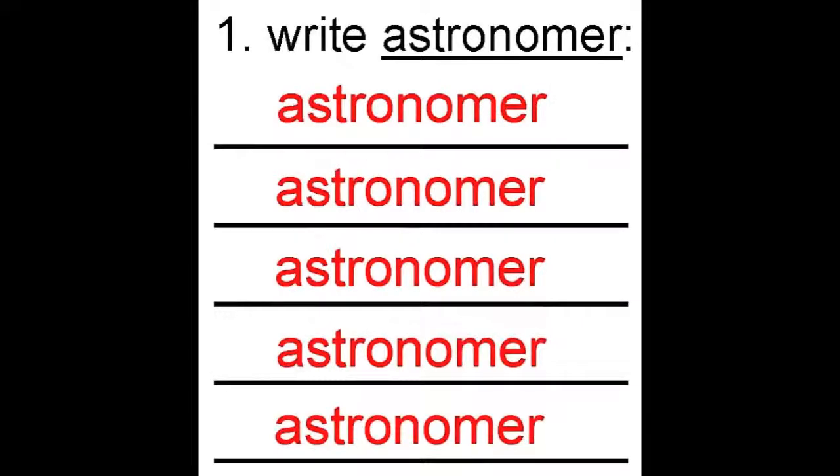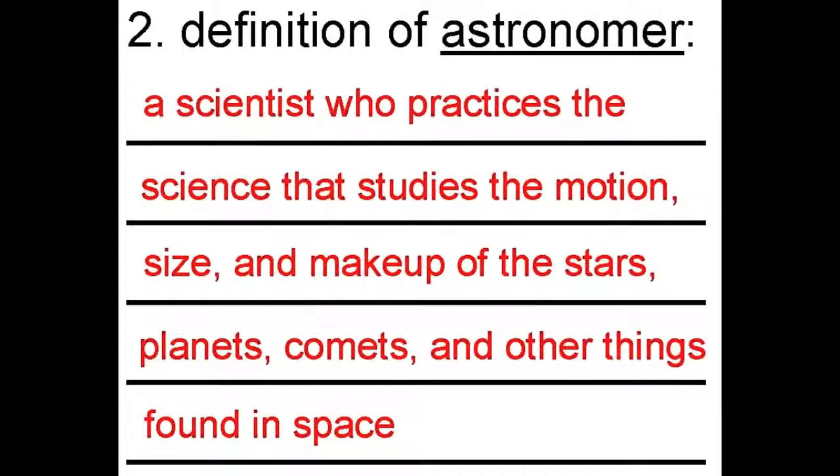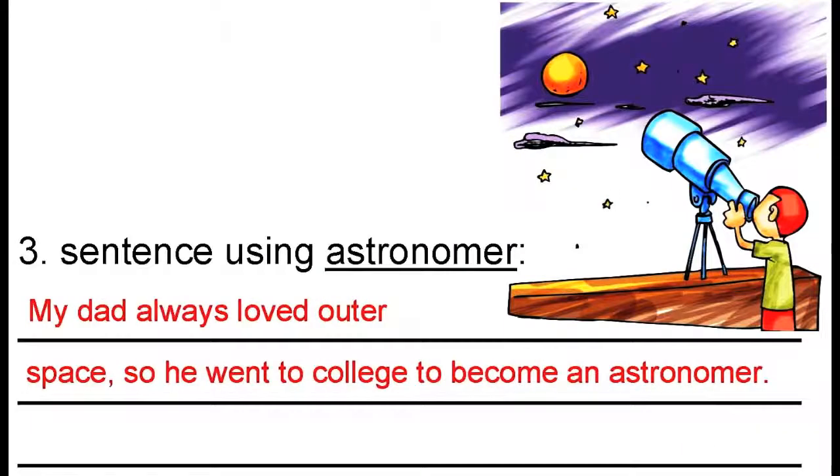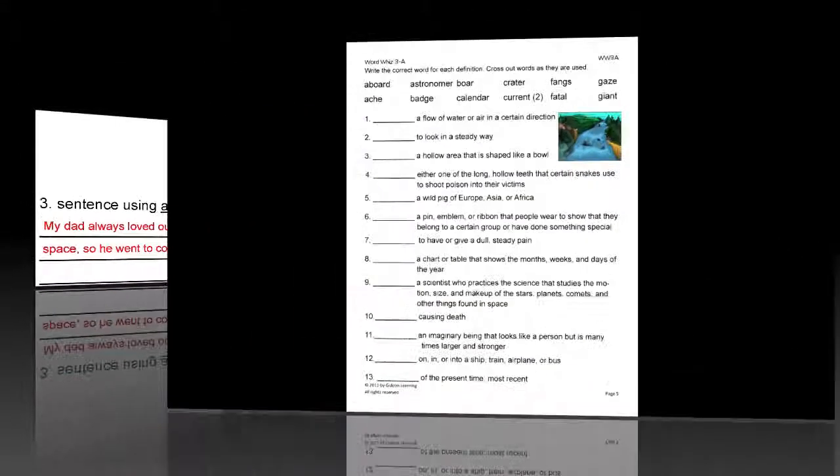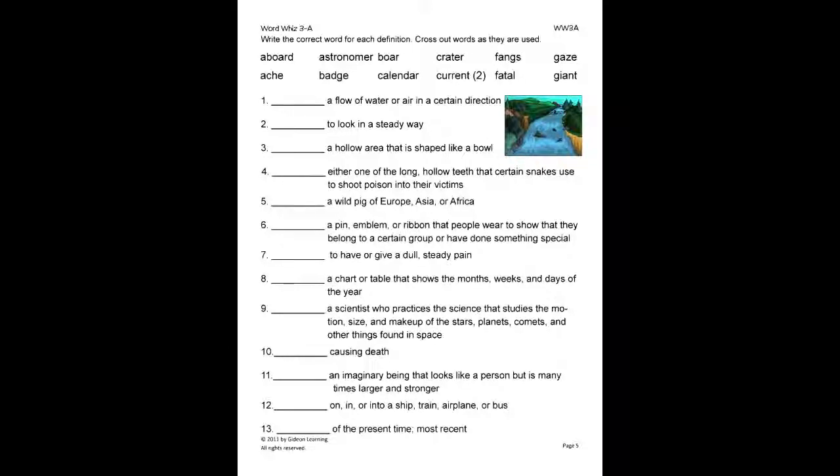Here, the student will write each word 5 times and then write each definition once. Then, write a sentence using the word and showing its meaning without just restating the definition. An example of a good sentence is, "My dad always loved outer space, so he went to college to become an astronomer."